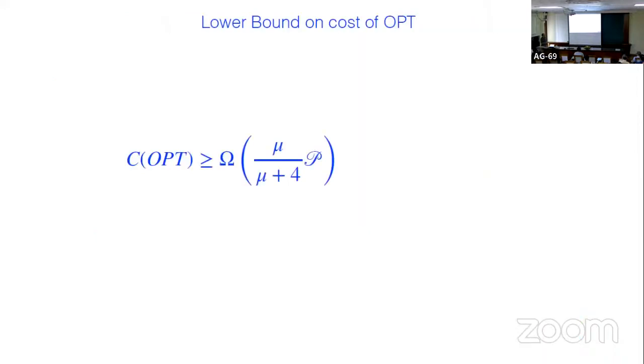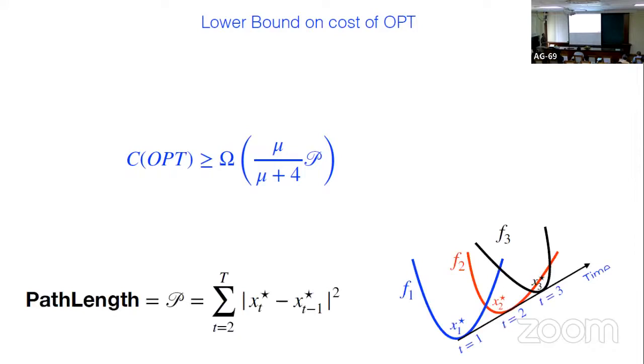So in the process, you end up showing that the cost of OPT is path length. If you remember path length, it is a successive difference square times mu, where mu is the strong convexity parameter, divided by mu plus 4.